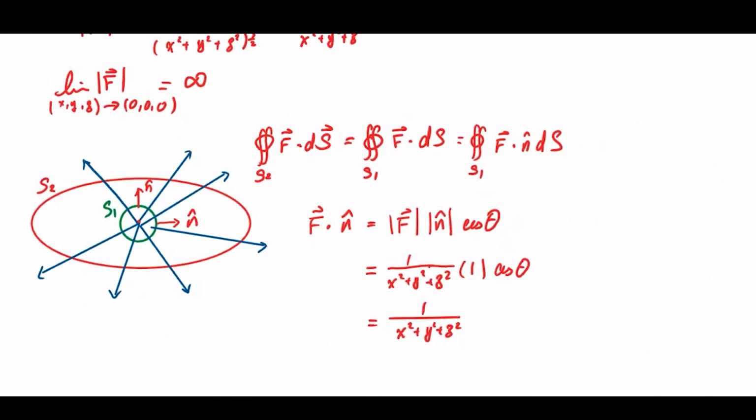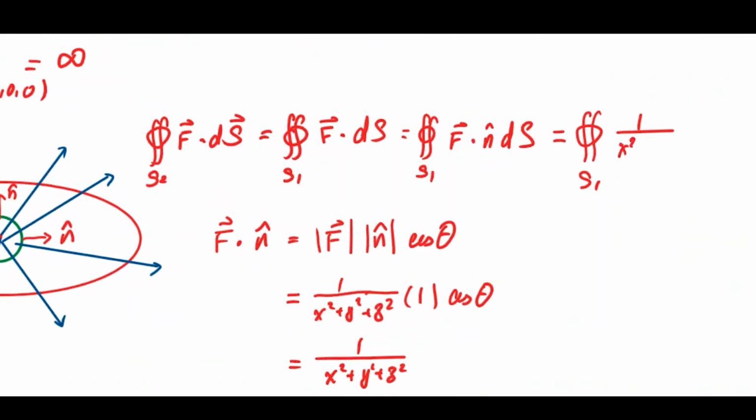We'll go back up here. So we can just convert this whole thing to this: the integral over S1 of 1 over x squared plus y squared plus z squared, and then dS. So far with me?